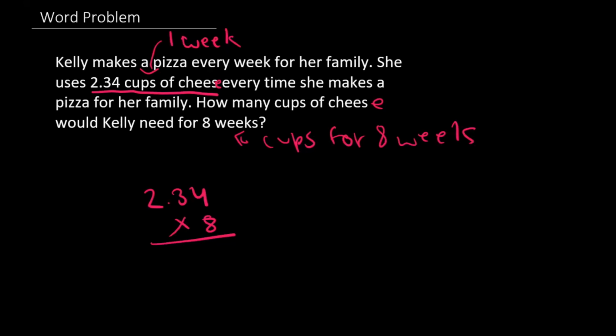8 times 4 is 32. 8 times 3 is 24. 24 plus 3 is 27. 8 times 2 is 16. 16 plus 2 is 18. Now, the decimal point is after the 2, and there are 2 digits after the decimal point, so 1, 2. So our decimal point is going to be after 8 or before 7.